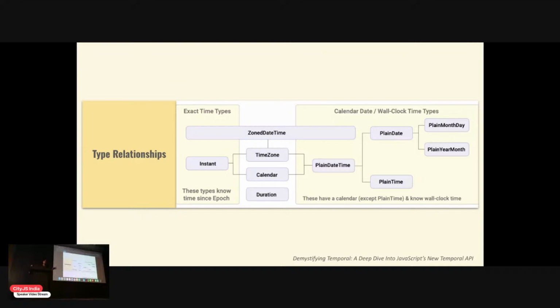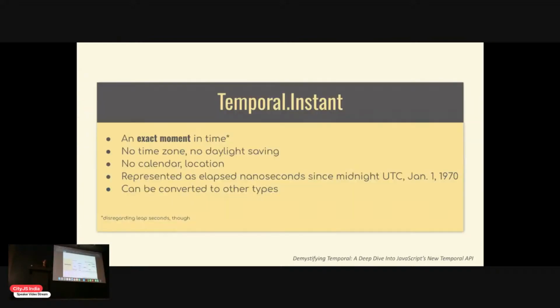So exact time types, which has the date time and the instant, these are the ones that have precision up to nanoseconds. Okay, and the wall clock time types are the ones that's just how we talk about time in our day-to-day lives. Okay, so that's like, it's 12 p.m. so that's plain time. That's how we talk about it. Okay, so now we're just going to go into details for each one of these.